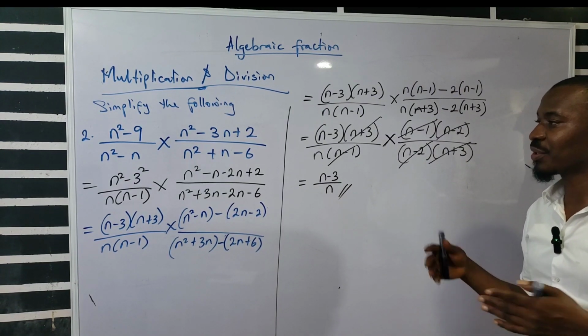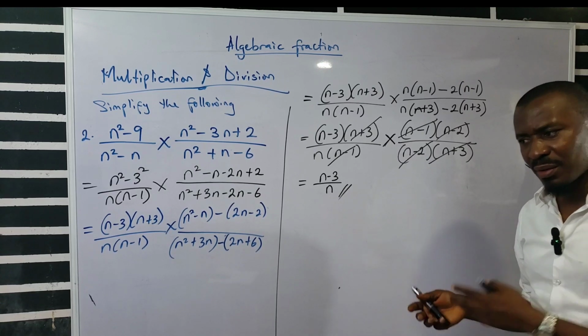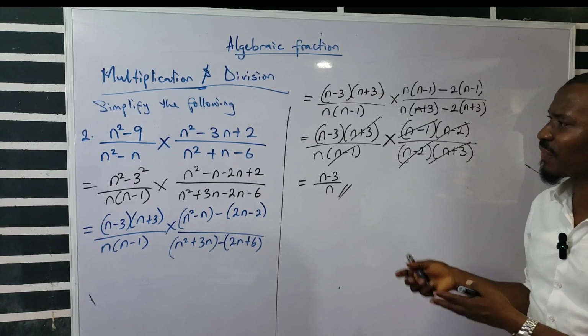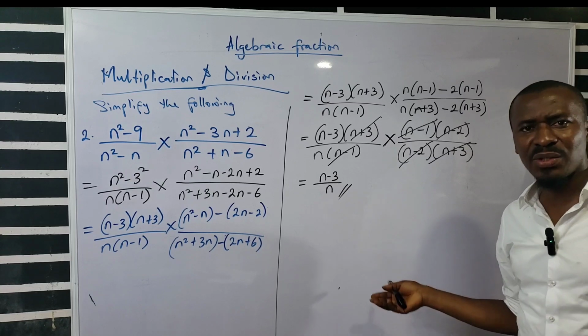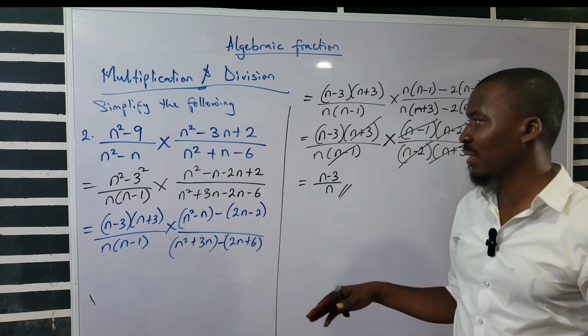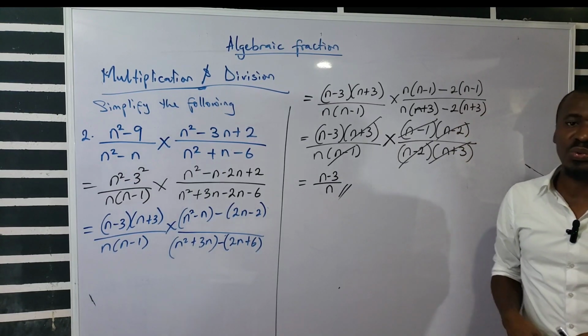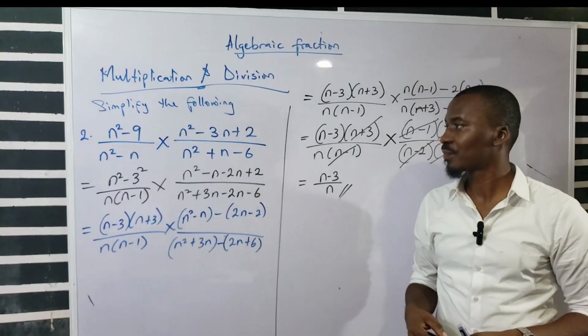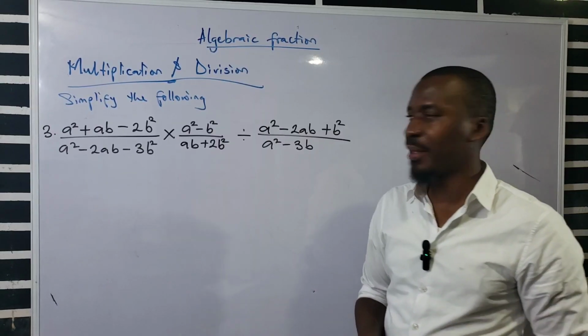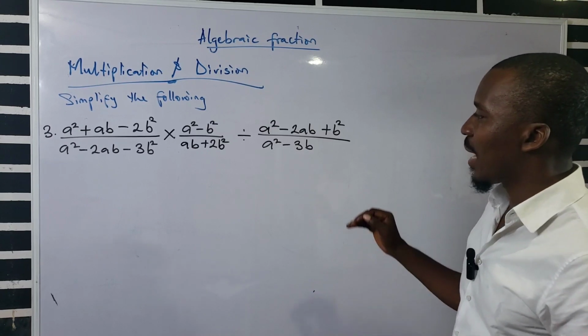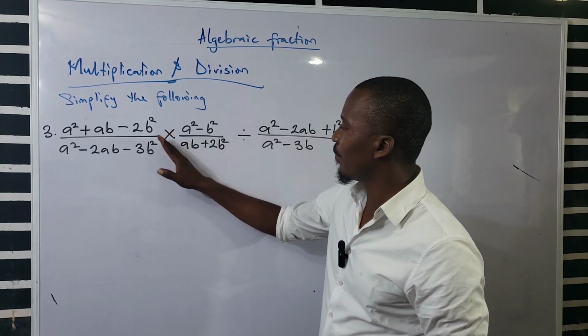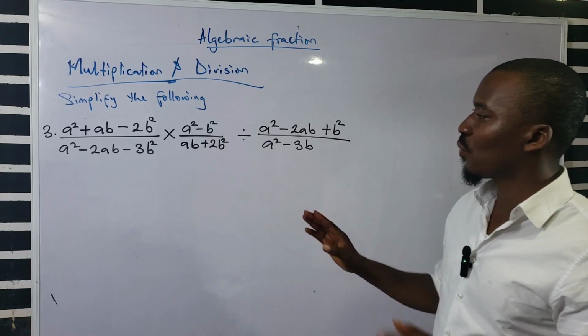Okay, so let us look at another problem, probably the one that has both multiplication and division. Let's see whether it's going to be more difficult than what we have been doing, or whether it's also going to give us the same thing compared to what we have been doing. So this is our example 3. You can see that this question has both multiplication and division.